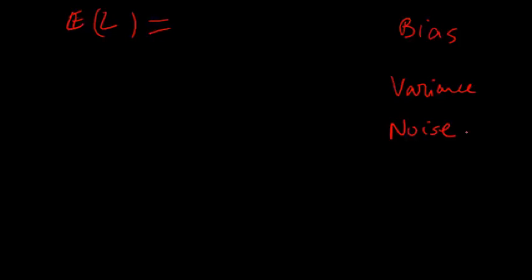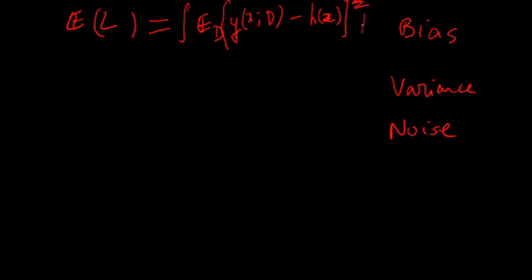The first term that you will get is the expectation, based on the data that is given to us, of y as a function of x and D, minus the true expected value of t given x, squared, and this will be integrated over p of x dx. So this is the first term, and that is the bias term.